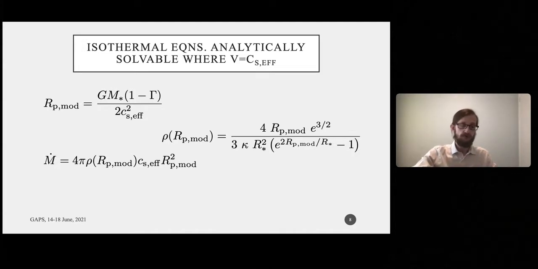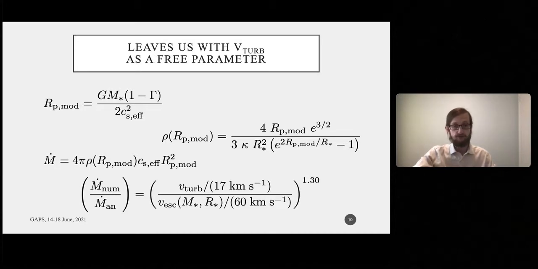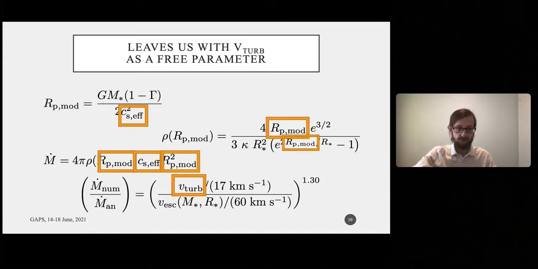However, we can also numerically integrate the equations with the addition of a conservation of energy equation to get a correction from isothermal to non-isothermal mass loss rates. Note, however, at this point that turbulent velocity remains a free parameter in all of this and shows up in all of the equations that I'm showing here.